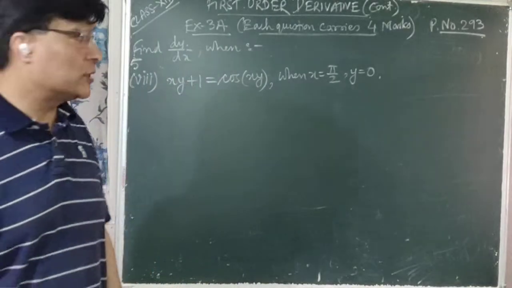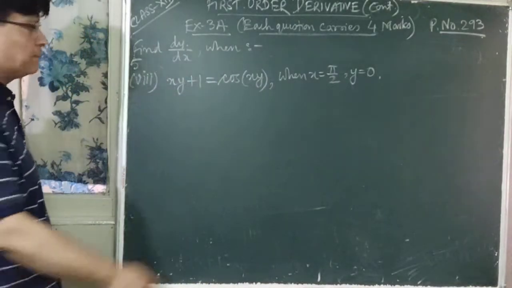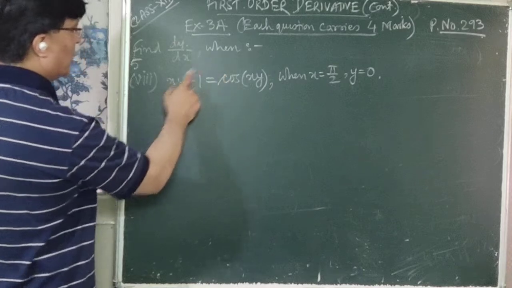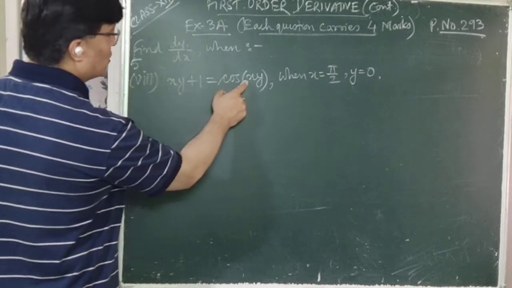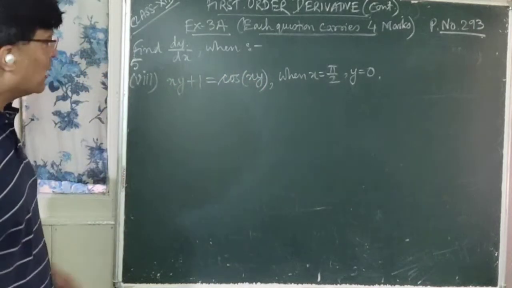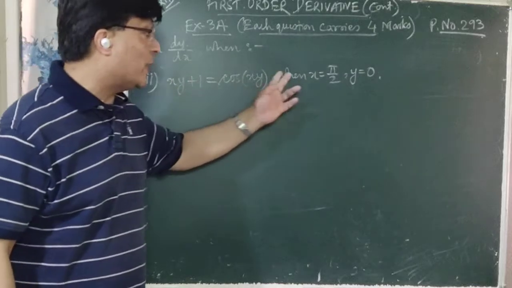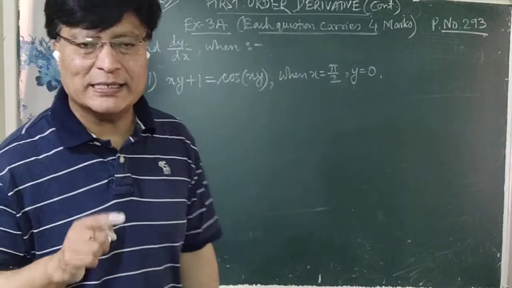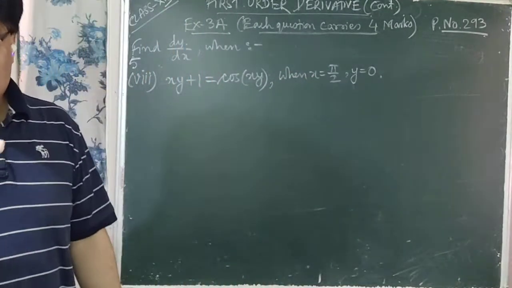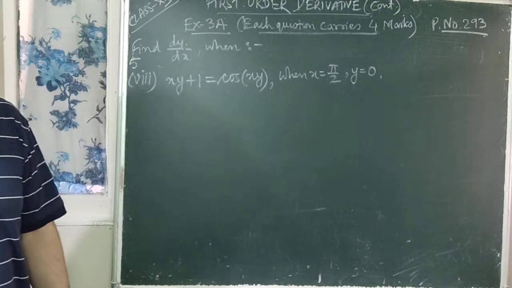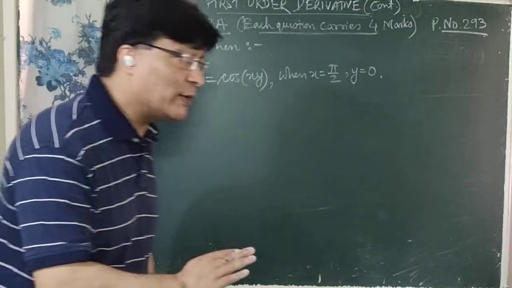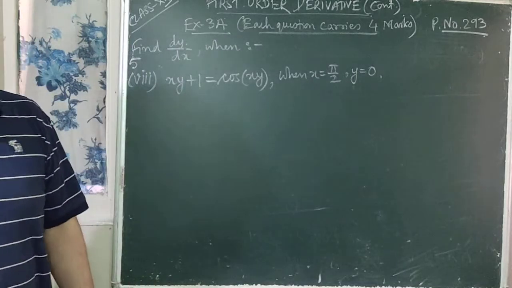So now we'll do the next question, that is question number 8. Find dy by dx when xy plus 1 is equal to cos of xy. But in this case, you have to get the value for dy by dx when x is equal to pi by 2, y is equal to 0. So first of all, you should get the value for dy by dx always, okay? You should get dy by dx in terms of x and y, right?